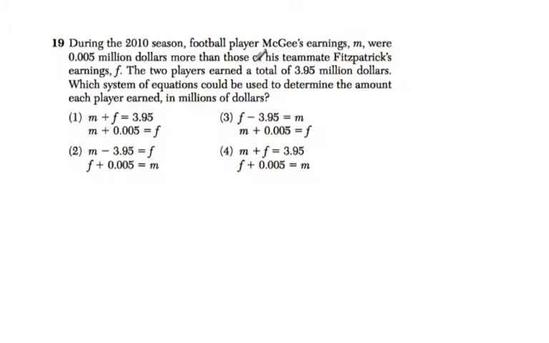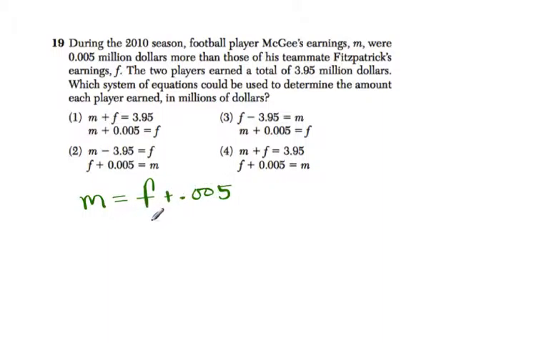It says McGee's earnings, M, were $0.005 million more than his teammate Fitzpatrick. So whatever McGee made, it was 0.005 million more than Fitzpatrick. So if I need to make an equation out of that, whatever McGee made, Fitzpatrick made 0.005 million less than that, which means I can set them equal to each other if all I do is add 0.005 to Fitzpatrick.